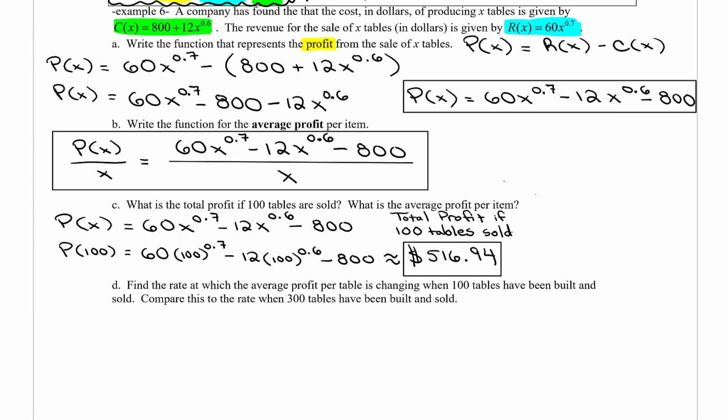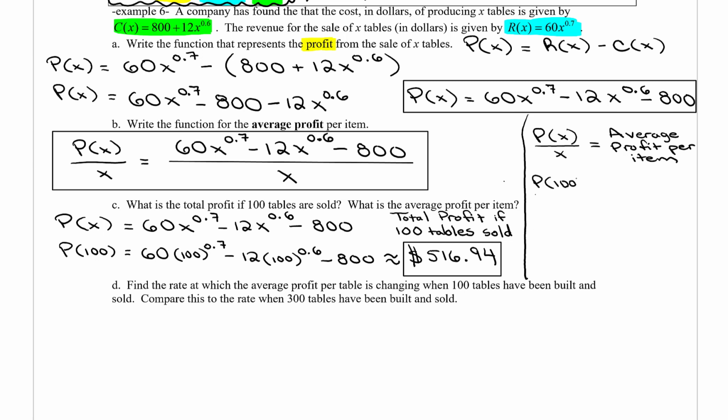I'm going to draw a vertical line segment here on the right-hand side of the work that I just did. And here I'm going to start writing P of x divided by x is going to be equal to the average profit per item.